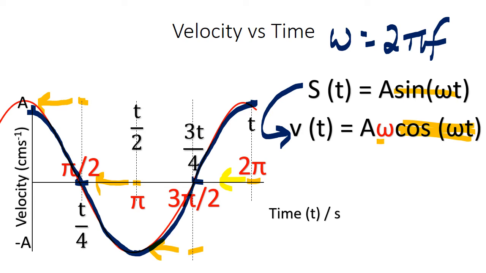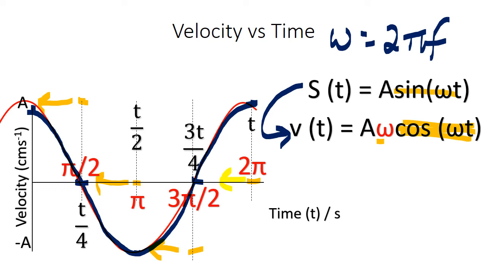Velocity as a function of time equals amplitude times omega cosine omega t. So this blue graph really doesn't come to the same height as the displacement versus time graph, but that's okay.